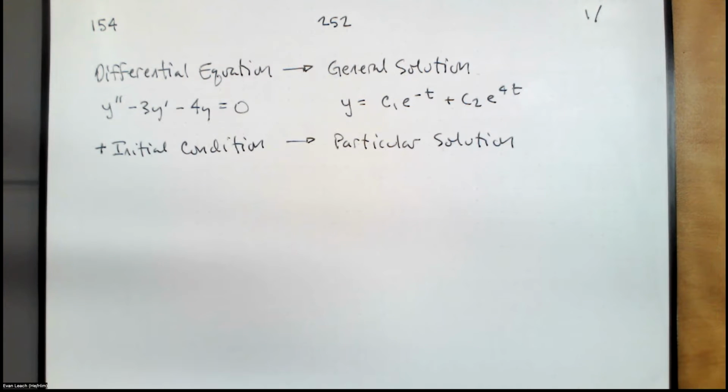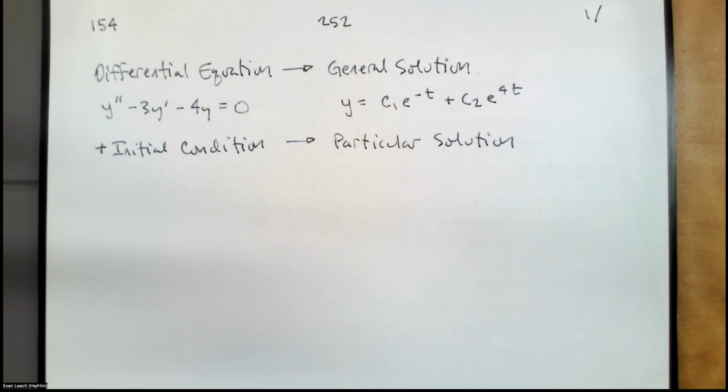If you recall, yesterday we had a differential equation y double prime minus 3y prime minus 4y equals 0. And we guessed what the solution should be. We guessed that the solution should have the form some constant times e to the kt. Then we plugged our guess back into the equation to figure out what values of k would work. The differential equation told us the values of k, told us that the terms should be an e to the minus t and an e to the 4t. But we still had those two arbitrary constants.